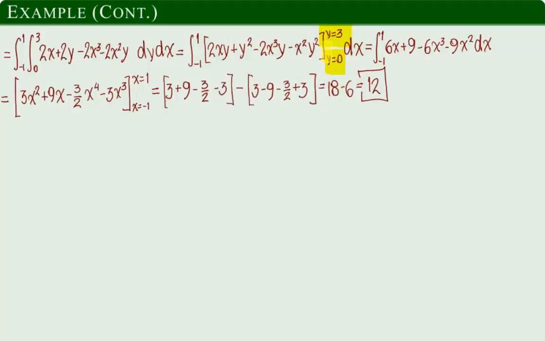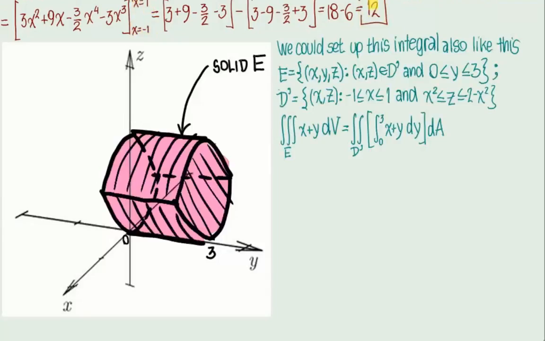Then I plug in y equal to 3 and y equal to 0, and I obtain this. And then I integrate with respect to x, that is my last variable, and I'm going to plug in x equal to 1 and x equal to -1 here, and I am going to obtain that the answer is 12. You could have set up these in a different way.